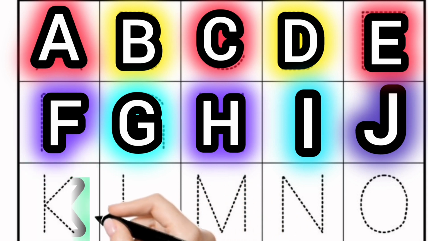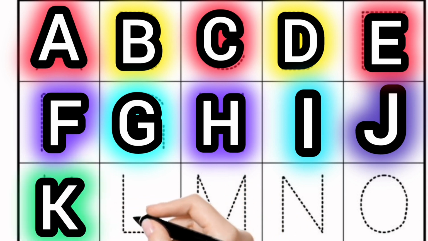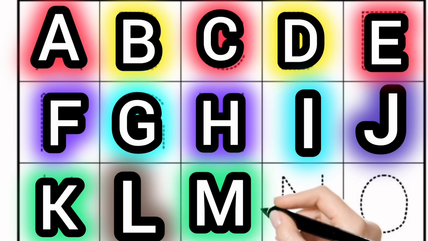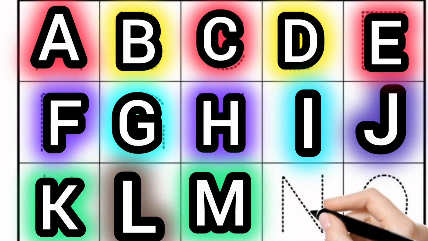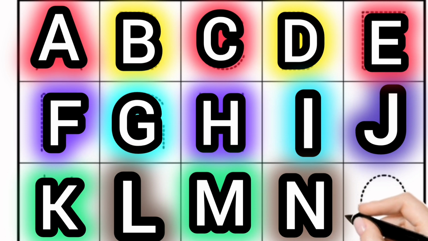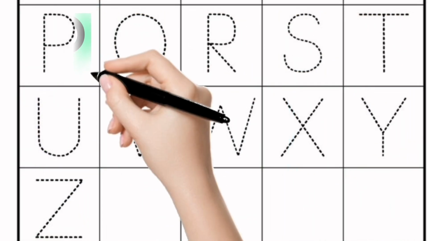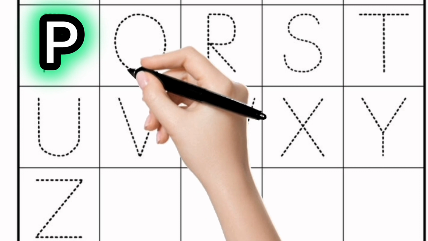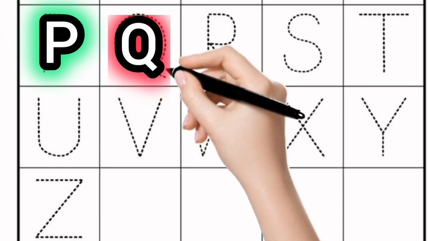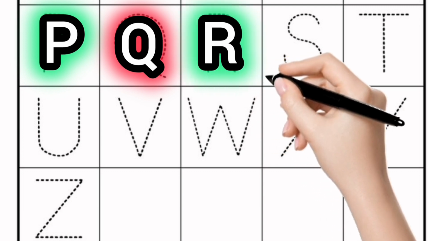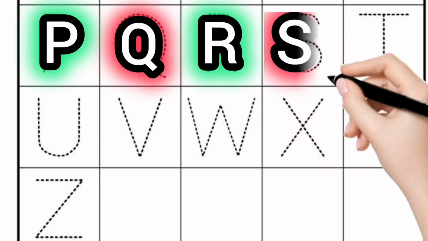J is blue color. K is green color. L is ash color. M is green color. N is ash color. O is green color. P is green color. Q is red color. R is green color. S is red color.